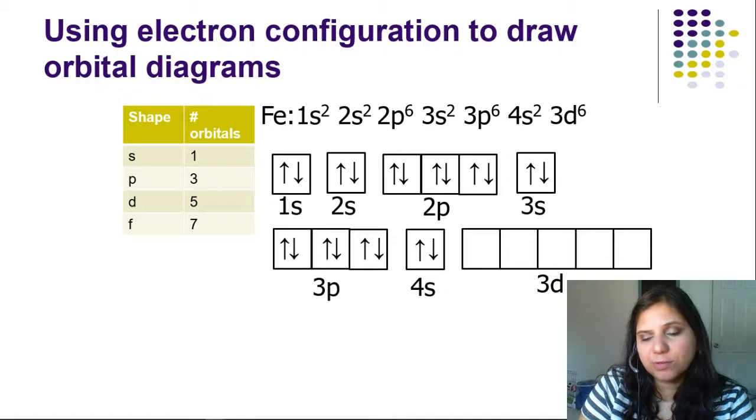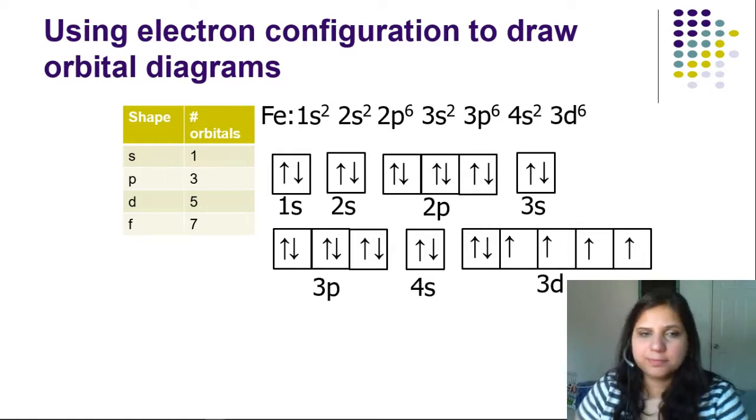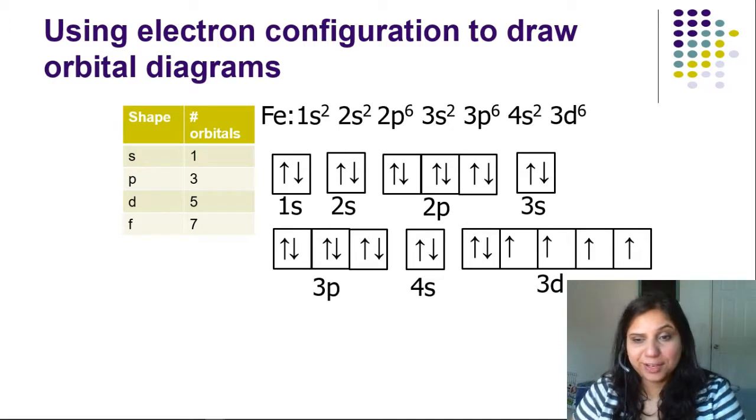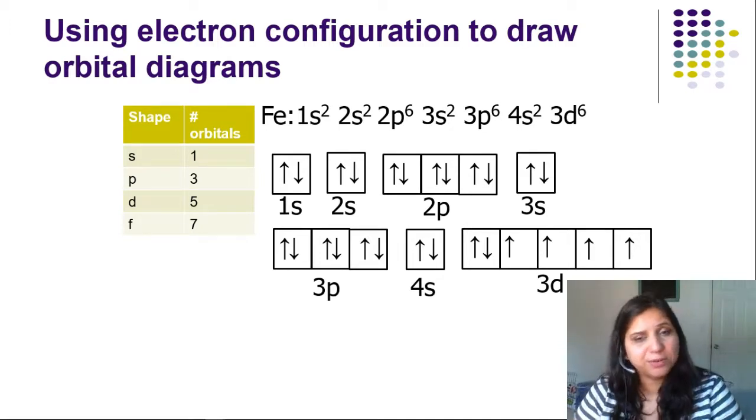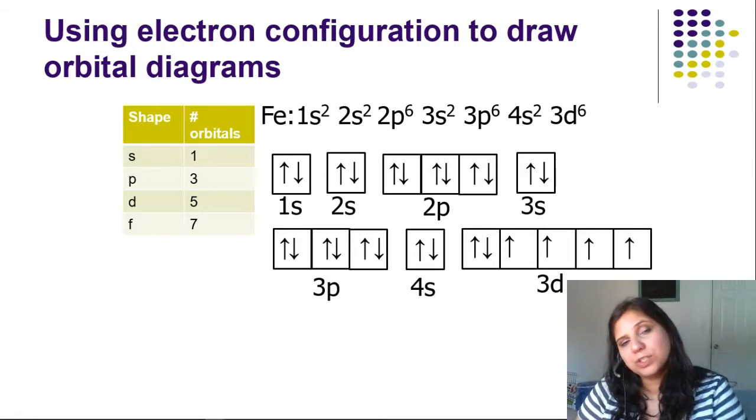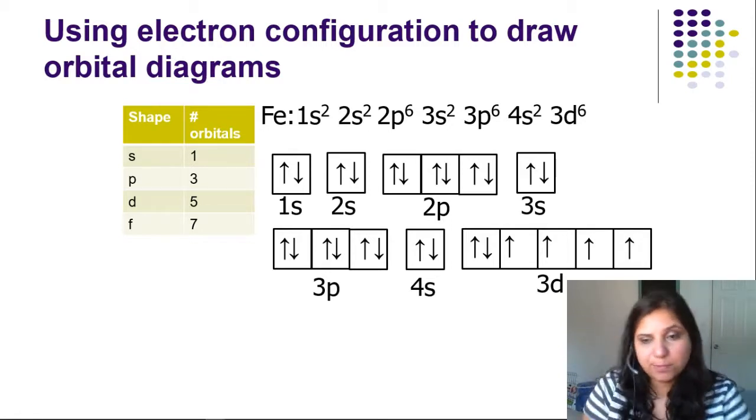So remember, we need to draw all of them, and then we're going to figure out how it's filled. So 1, 2, 3, 4, 5, up, 1 down. All right, that took long enough. Hopefully you got the hang of electron configuration and going from electron configuration to orbital diagrams, or vice versa.